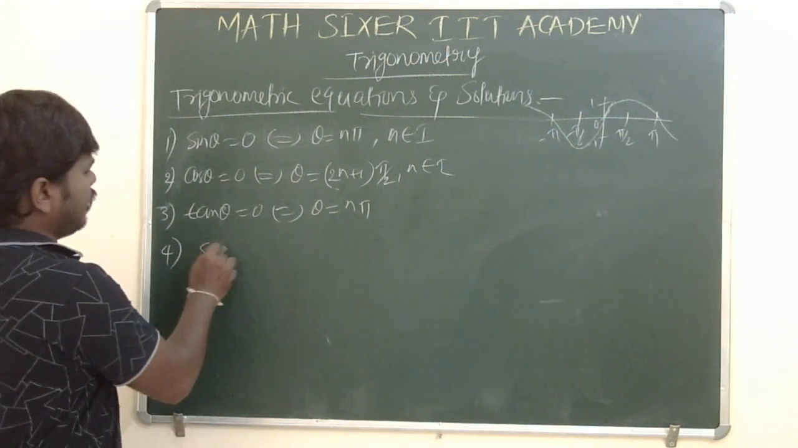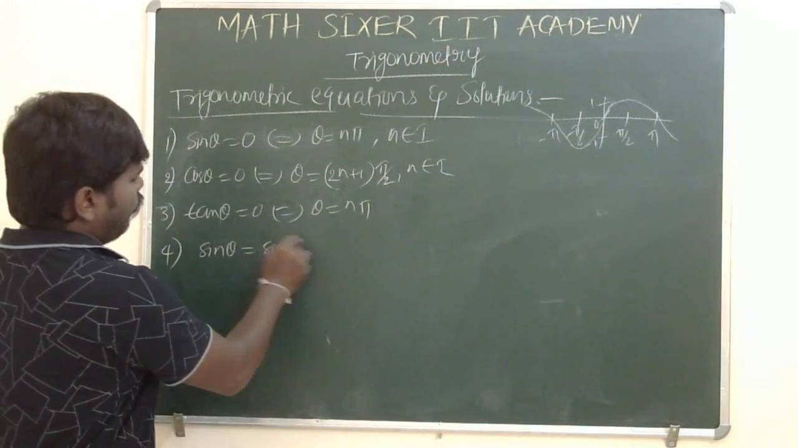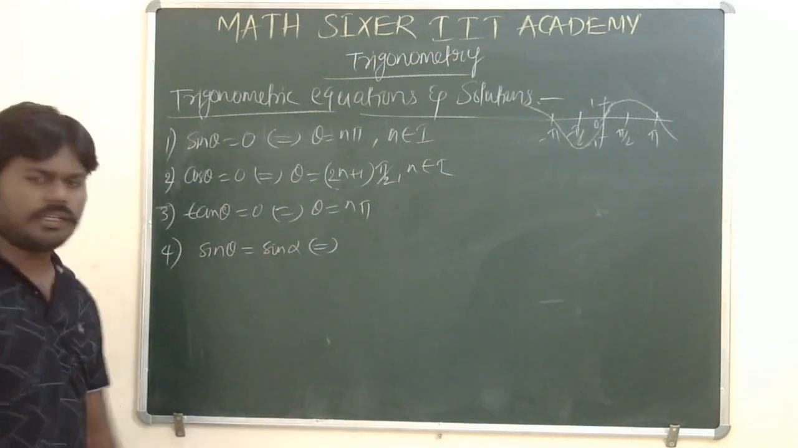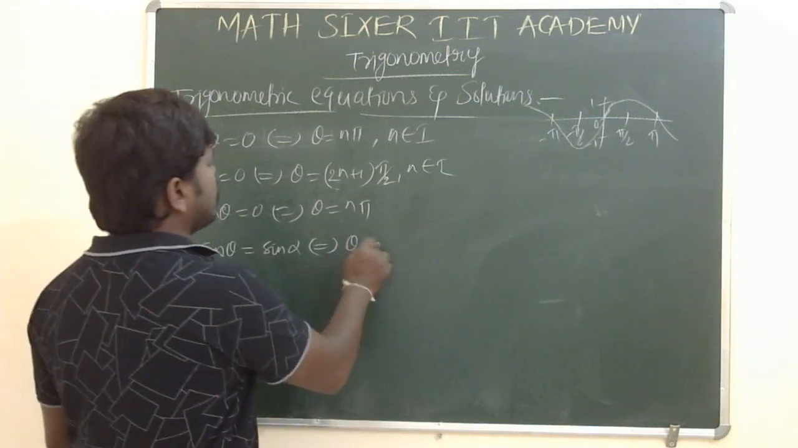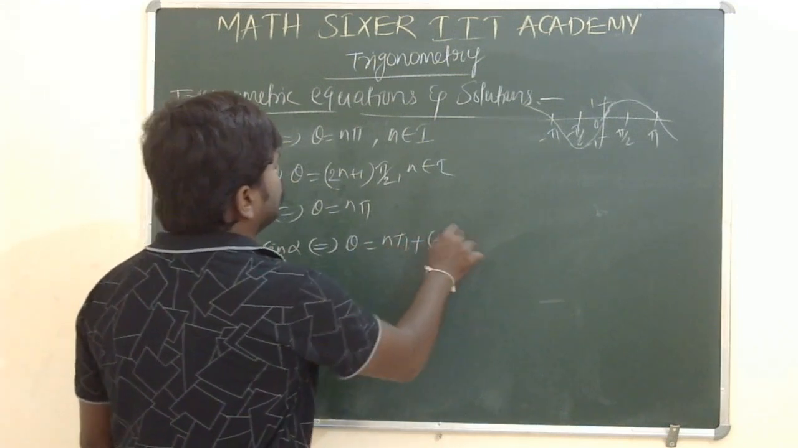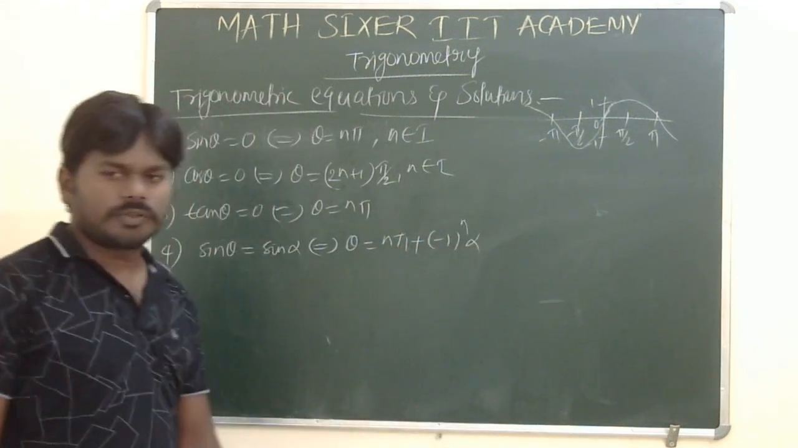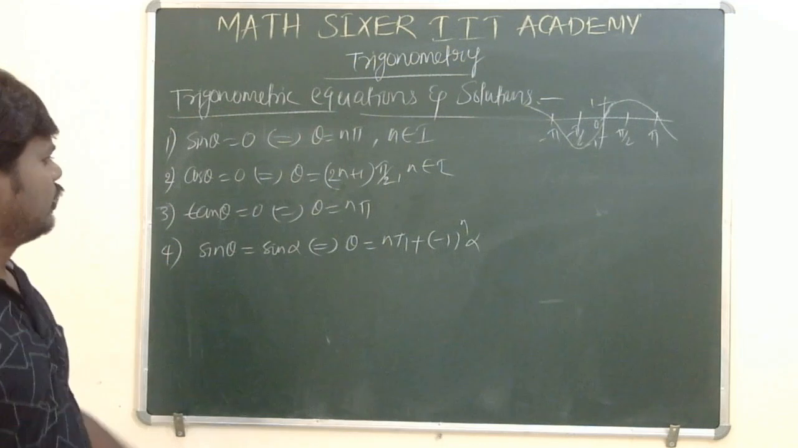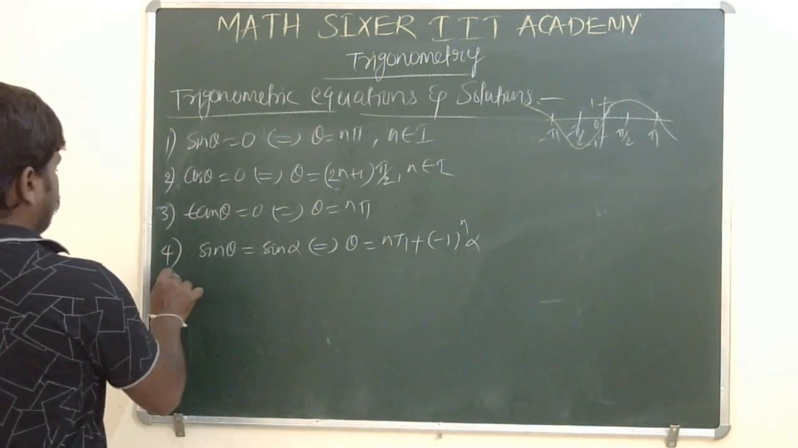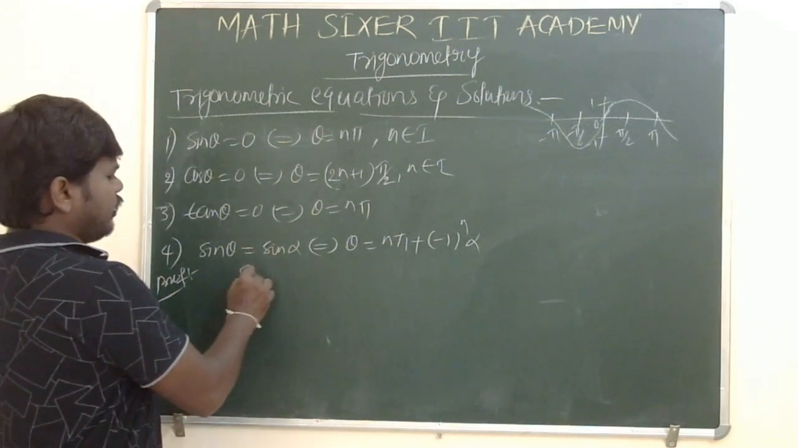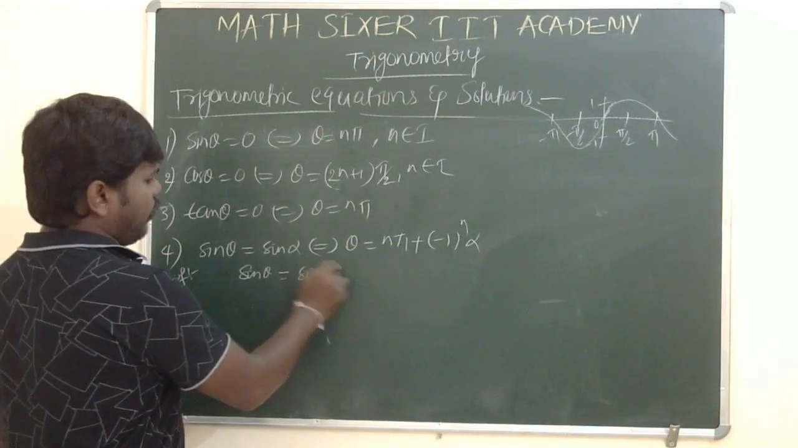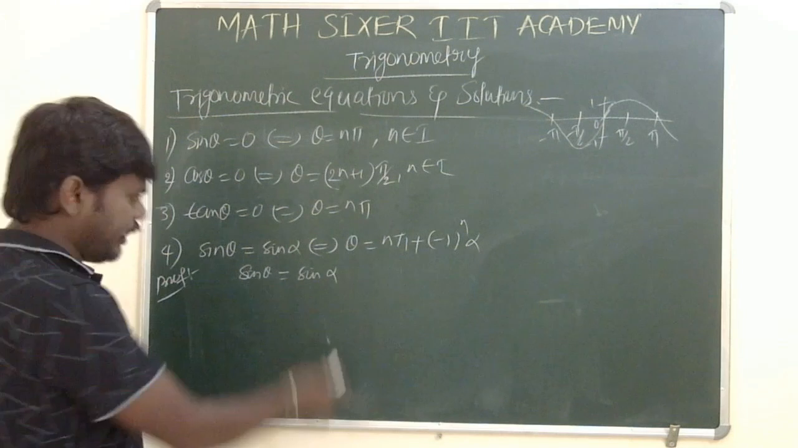Here sin theta is equal to sin alpha. When sin theta is equal to sin alpha, then theta is equal to n pi plus minus 1 to the power n into alpha. We will see how this is derived. So here I will explain the proof. So here sin theta is equal to sin alpha. Now take this sin alpha to the left side, then you will get 0.